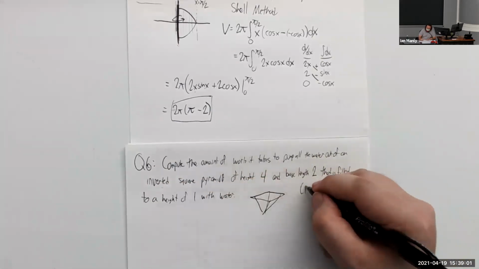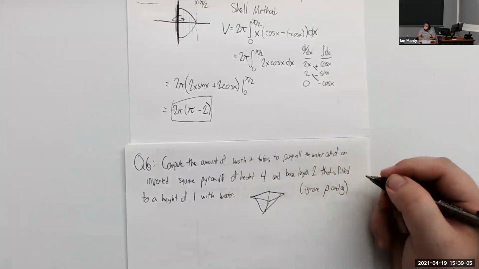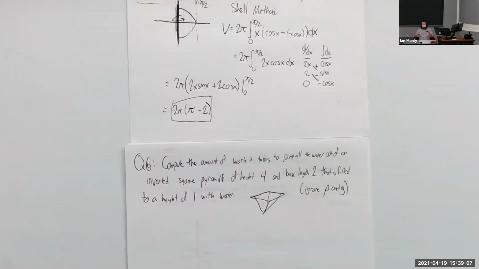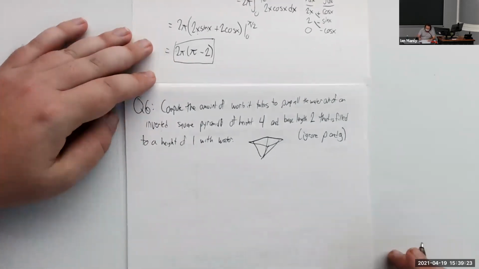And this problem also says to ignore rho and g. So even though rho and g are part of the physics of this, we don't really care about that in this class. We just want to focus on being able to set up an integral and actually do it. I'll let someone else have you memorize what these are for various things.